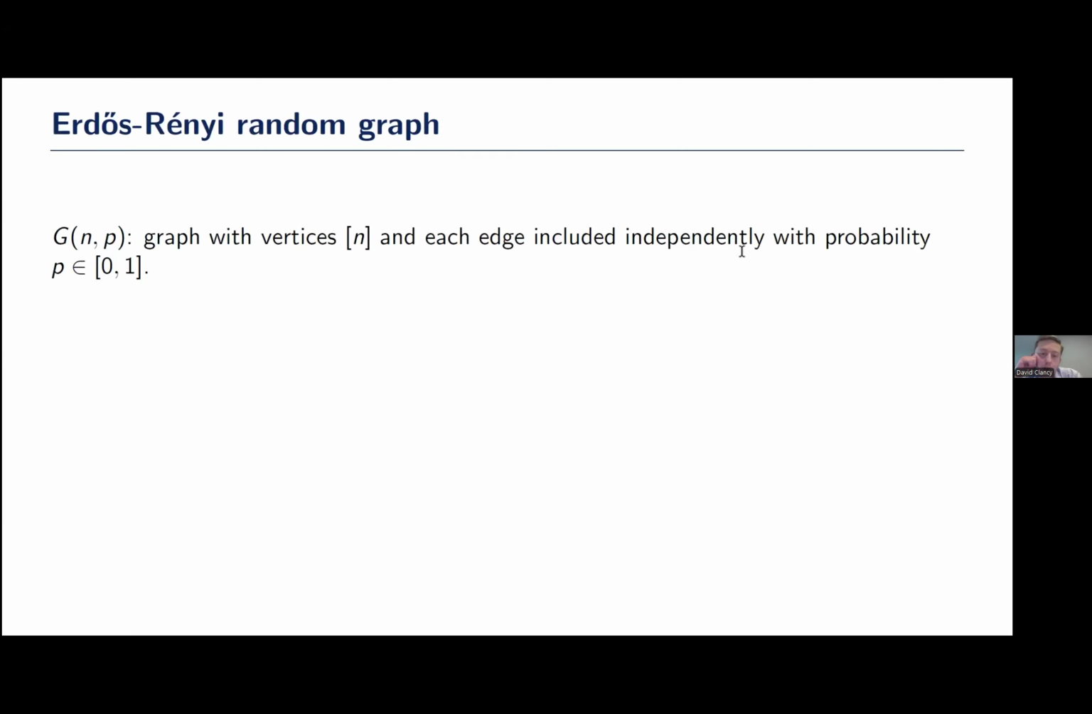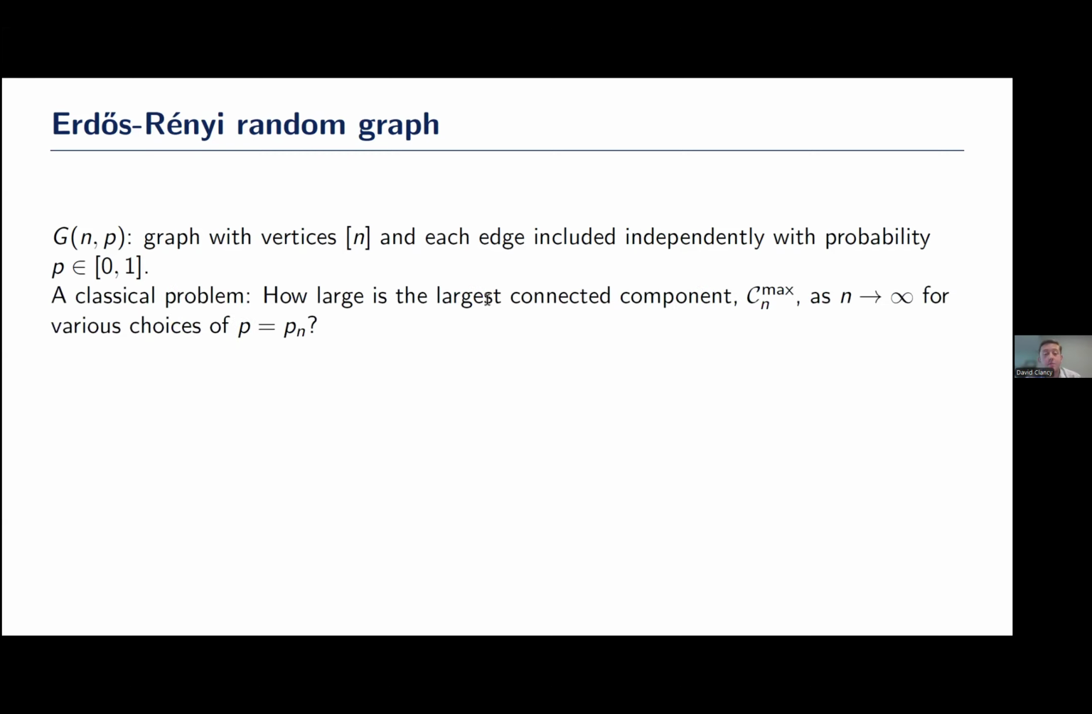So I want to start out with the Erdős-Renyi random graph. This is a graph on the vertices 1 through n. So that's what this bracket n is standing for, and each edge is included independently with some fixed probability p. And then classical problems dating back to the early 60s is how large is the largest connected component as n tends to infinity for various choices of p.